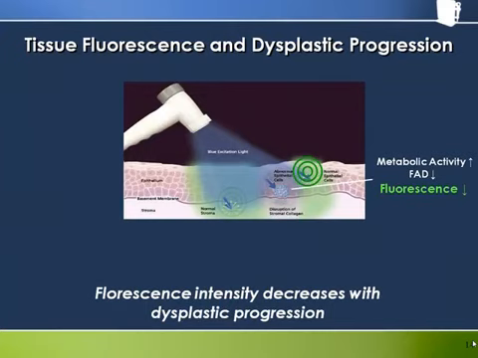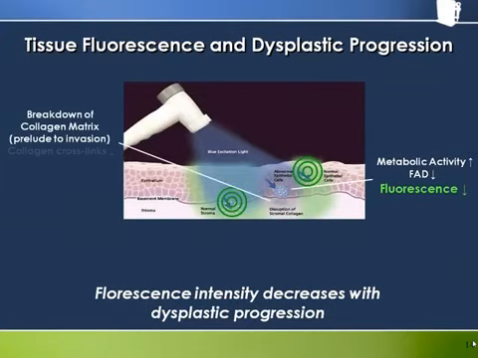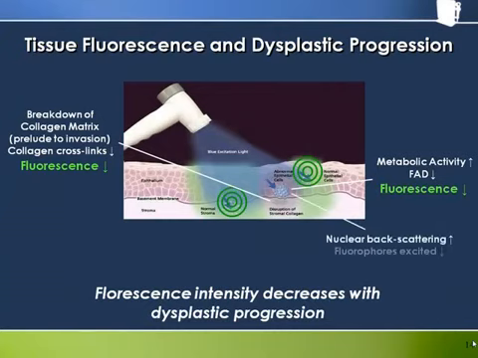Number 2, the breakdown of the collagen matrix, which occurs as a prelude to tumor invasion, results in decreased numbers of collagen crosslinks, and thus decreased fluorescence. Number 3, increased scattering in the epithelial layer due to morphologic changes that take place in the dysplastic cell nuclei. The effect will be to increase the backscattering of excitation light, which will decrease its intensity in the tissue and result in decreased fluorescence as seen by the naked eye.